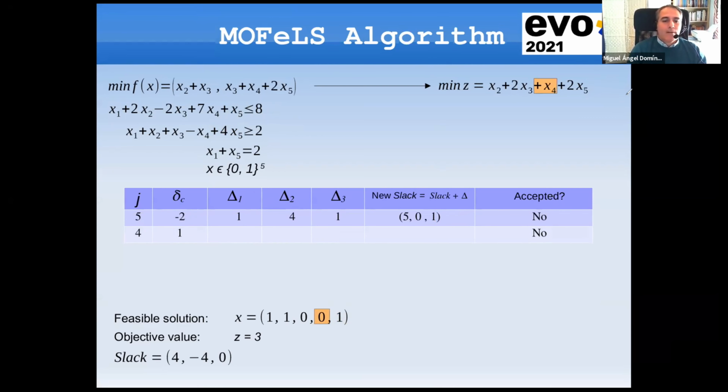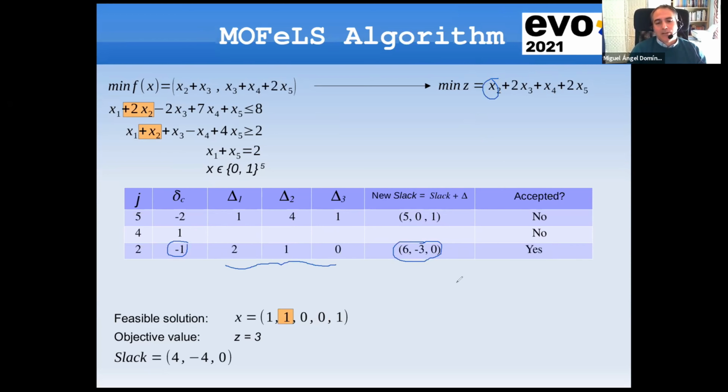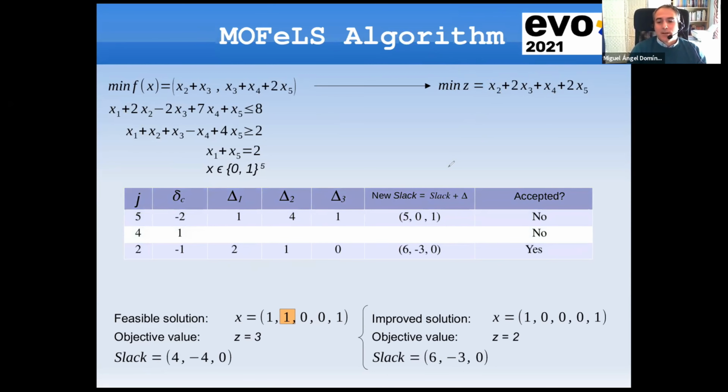Now we check the fourth variable. In this case, if we flip this variable, the objective function will increase, so we are not going to improve the solution, and we reject also this flip. Suppose now we select the second variable. In this case, if we flip the variable, we will improve in 1 unit. And when we check the constraints, we obtain this variation and a valid new slack vector. So finally, we have an improved solution by flipping the second variable. We update the objective value by its new value and the slack vector. And we repeat this process again, until no improvement in the neighborhood is found.